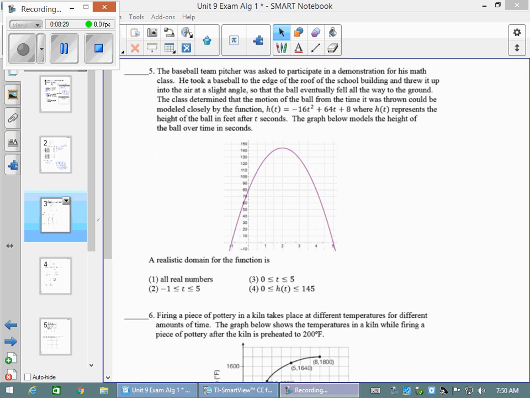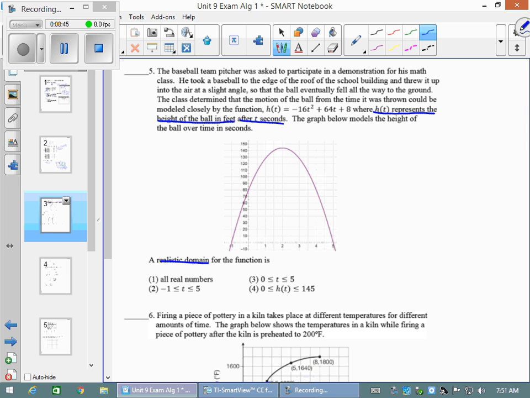Okay, question 5 is asking us to find a realistic domain for the function. The first thing we want to really think about here is that we're talking about a function that's representing h of t, which is showing height of our ball in feet after t seconds. So the y-axis is representing the height, h of t, and the x-axis is representing our time in seconds. So it doesn't make sense realistically to have any kind of negative time or negative height. So if you look over here, anything to the left of the y-axis would be showing that our time is negative. And anything that goes below the x-axis would be representing negative height.